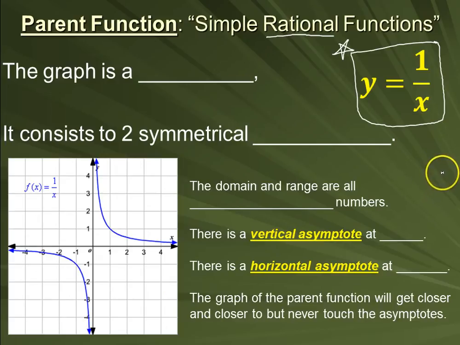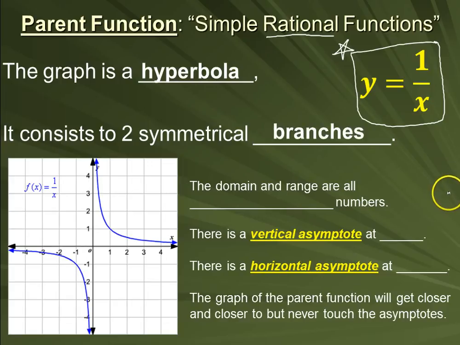Now, when you look at this in your calculator, this hopefully is exactly what you see. You have two different sections of the graph. This type of graph is called a hyperbola, where you've got these two different sections like this. It consists of two symmetrical branches. Keyword here is symmetrical. Hopefully we recognize symmetrical means same shape, same size. When we look at our calculator, hopefully we can identify that. Those branches will be symmetrical.